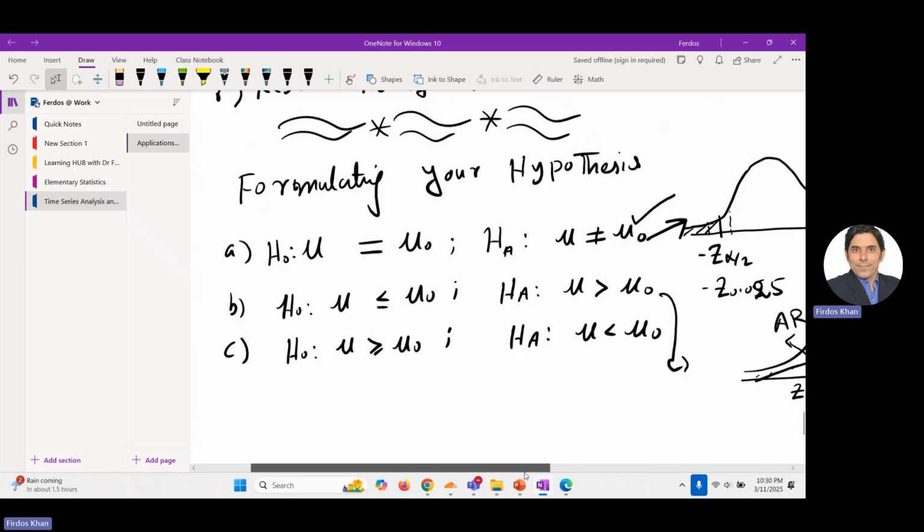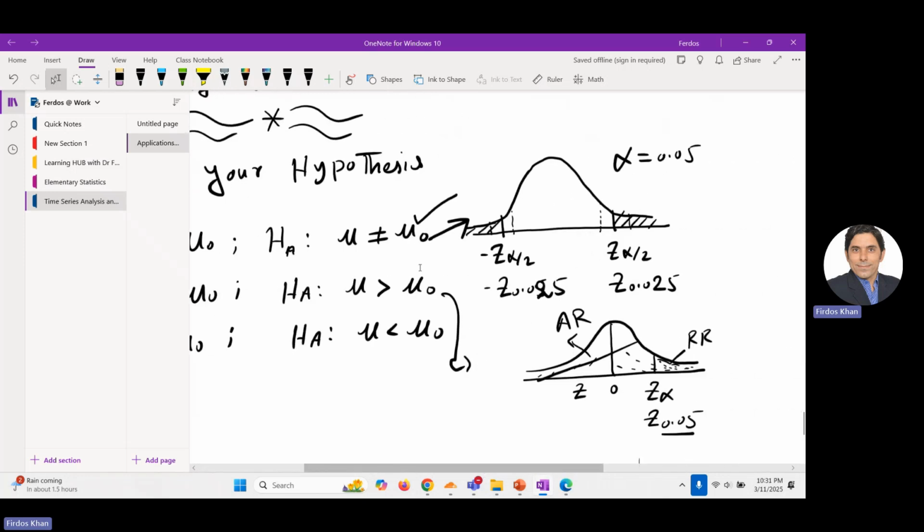Now, the construction of the rejection region depends entirely on the alternate hypothesis and the value of the significance level. There are two things you should know. First, the direction of the rejection region: it may be on the right side or on the left side, depending entirely on the alternate hypothesis. If it is a two-tailed test, where mu is not equal to mu naught, then the rejection region lies on both sides, left and right. The size of the rejection region depends on the value of alpha.